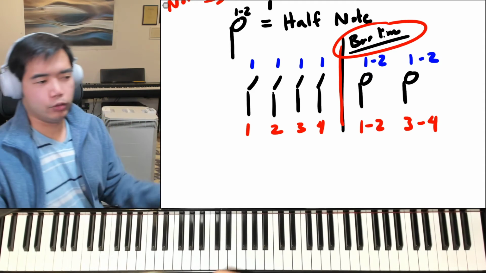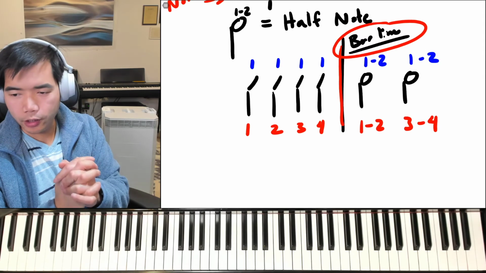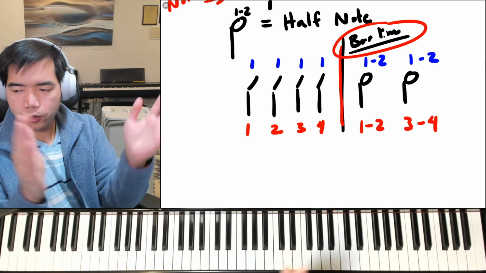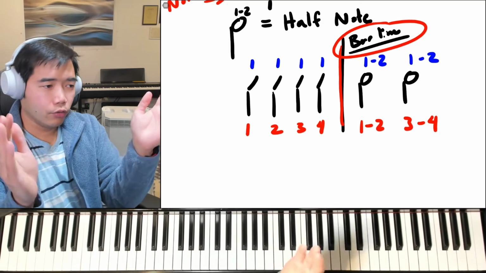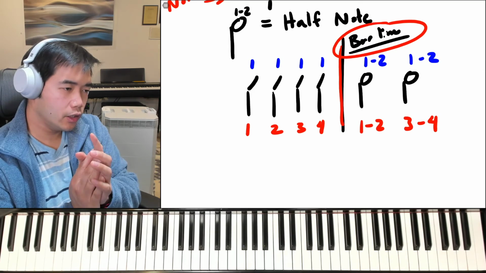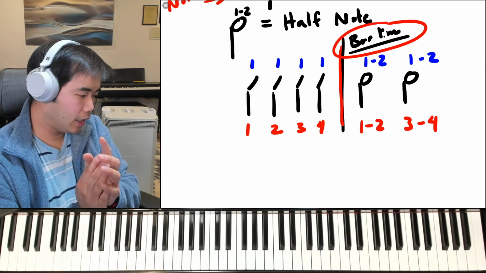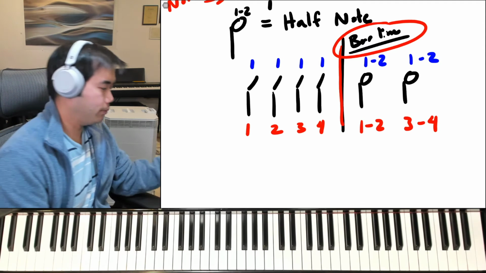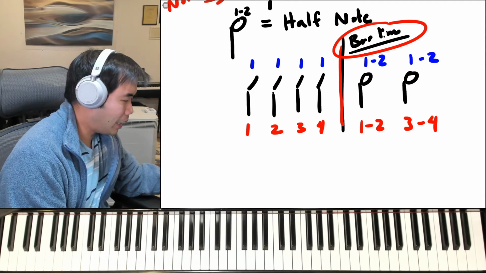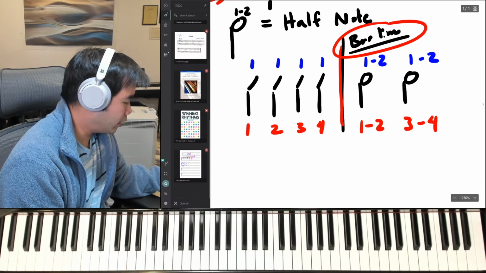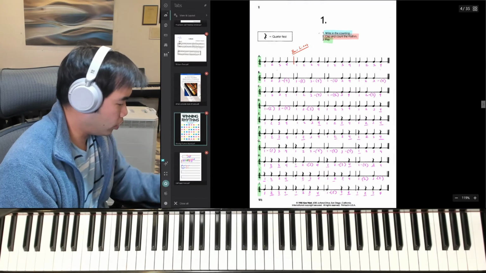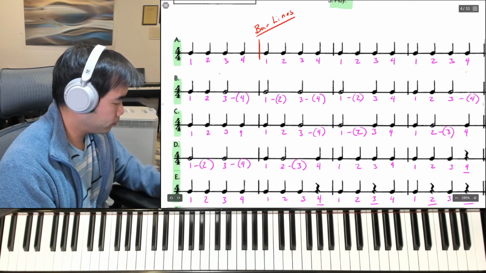So now let's try it this way. Here we go. 1, 2, 3, 4. 1, 2, 3, 4. Just like that. And now that we have this down, let's try this on some music. We're going to go to a book called Winning Rhythms that I like a lot.